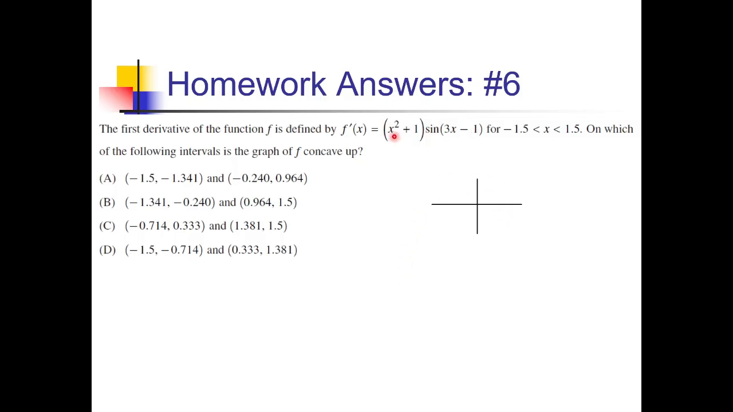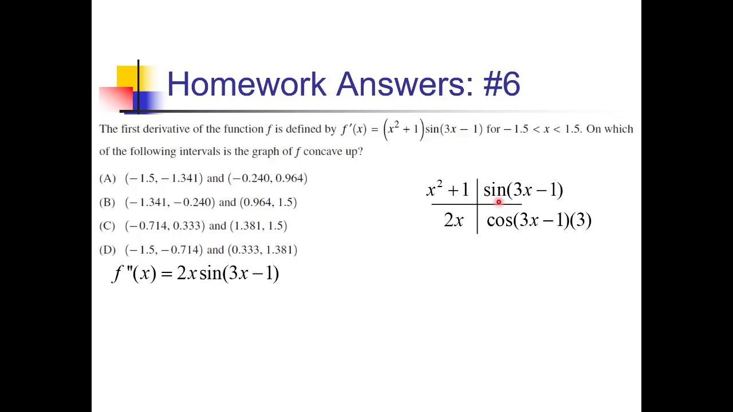So I'm going to have my u value, x squared plus 1, and my v value, that's sine of 3x minus 1. And now u prime, derivative of this, is going to be 2x. And then the derivative of sine of all that is going to be cosine of 3x minus 1, times, using our chain rule, the derivative of 3x minus 1, so times 3. Now putting this all together, we've got u prime v, so 2x times sine of 3x minus 1, plus uv prime, x squared plus 1 in a parentheses, times cosine of all that stuff.